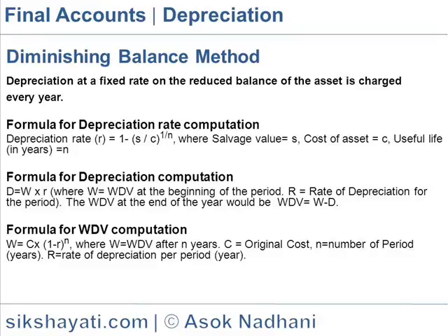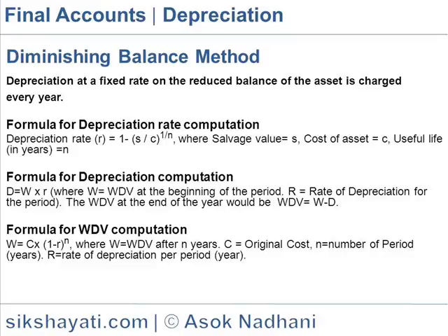Formula of depreciation computation. D is equal to W into R, where W is the WDV at the beginning of the period, and R is the rate of depreciation for the period. The WDV at the end of the year would be W minus D.